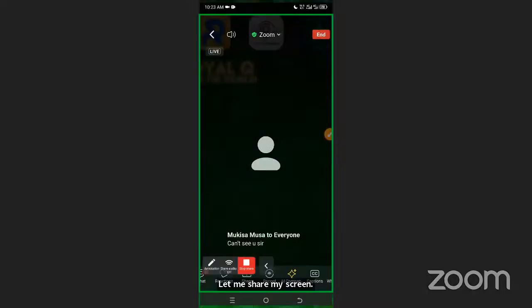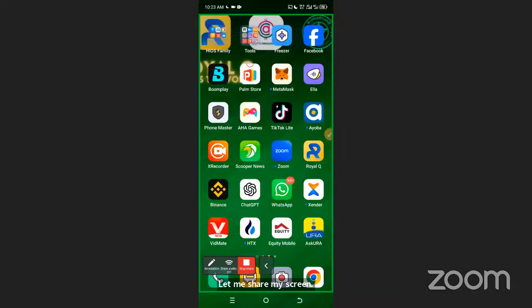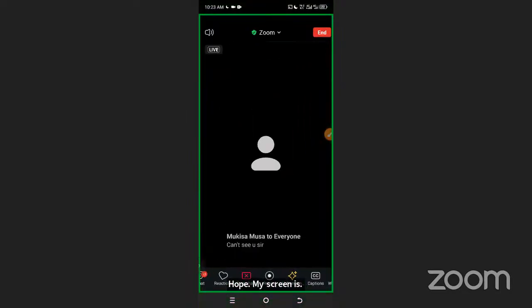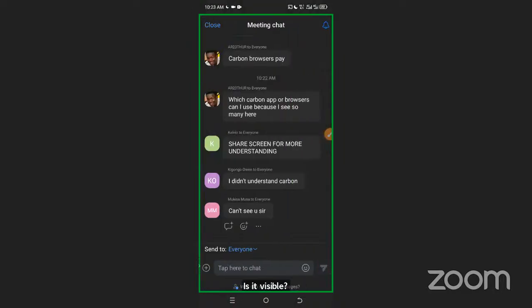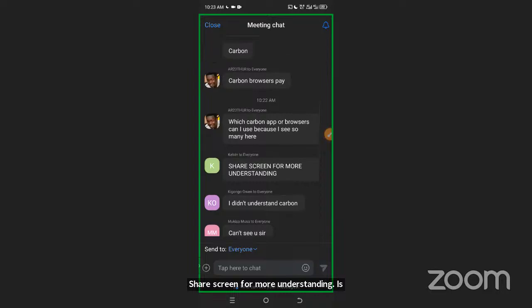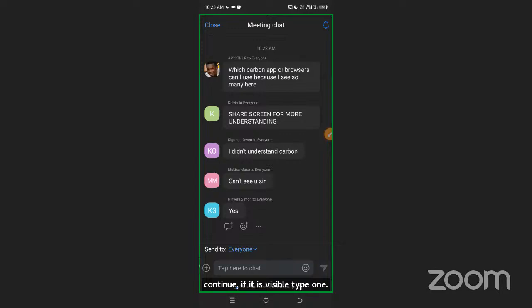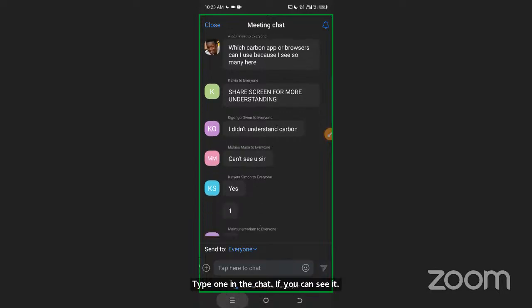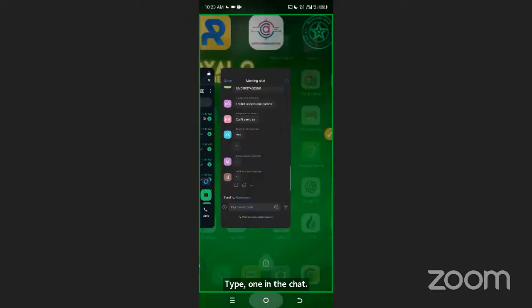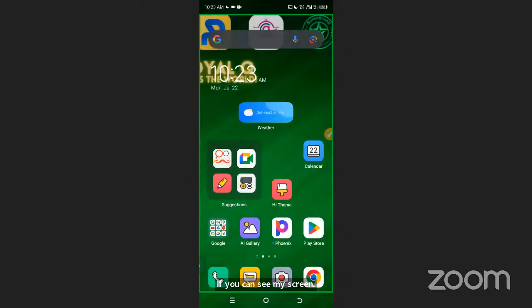Let me share my screen. Hope my screen is seen. Is it visible? If it is visible, type 1 in the chat if you can see my screen.